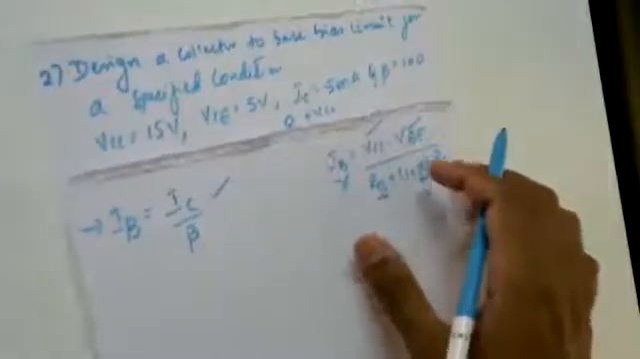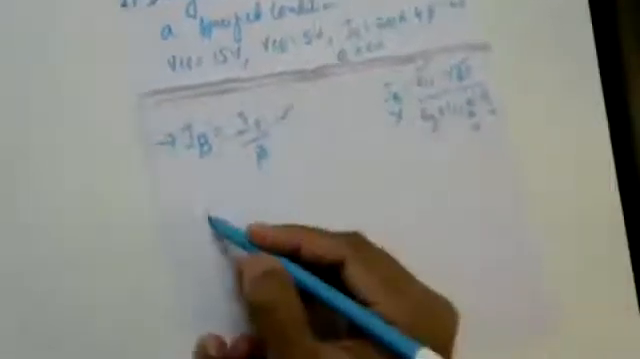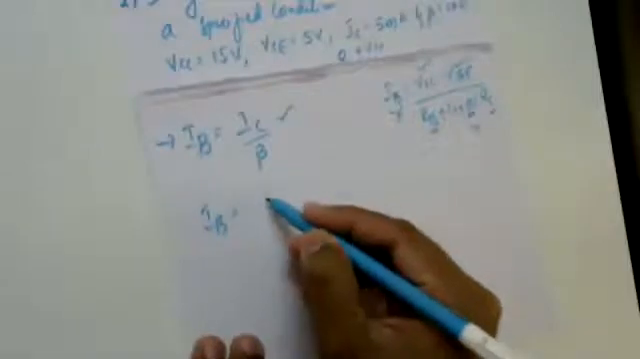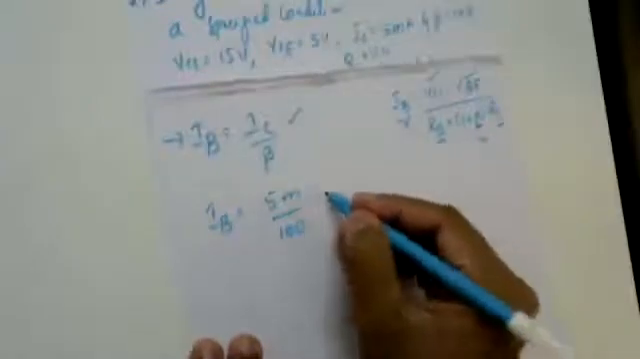We know the value of IC, as he has given it in this numerical. The value of IC is 5 milliamps. So I can write here IB is equal to 5 milli divided by beta. What's the value of beta? 100. So what's the value of IB? The value of IB is found to be 50 microamps. Good, 50 microamps.